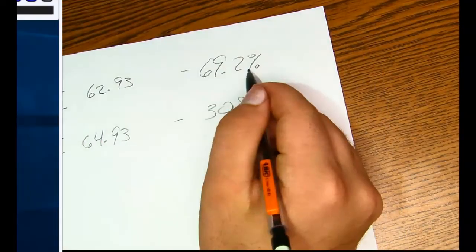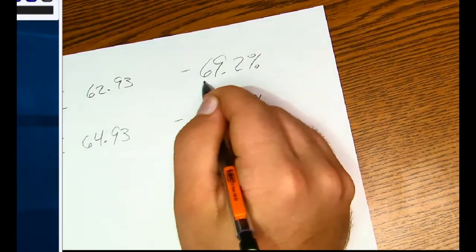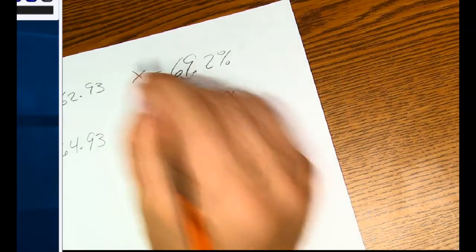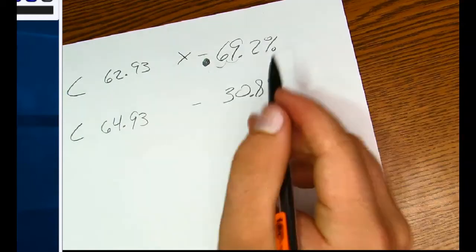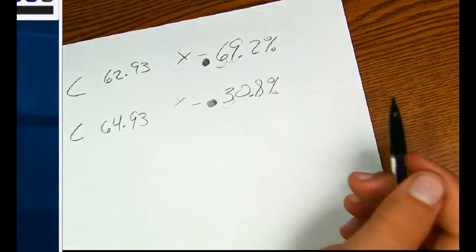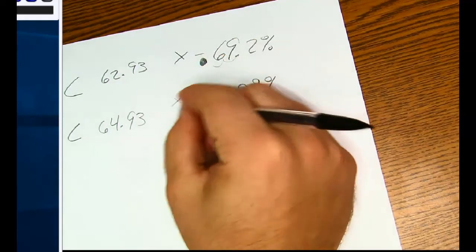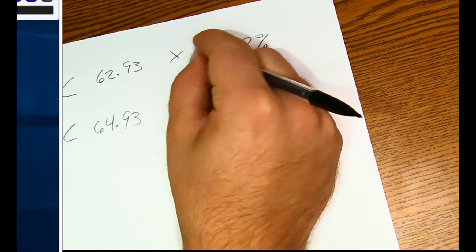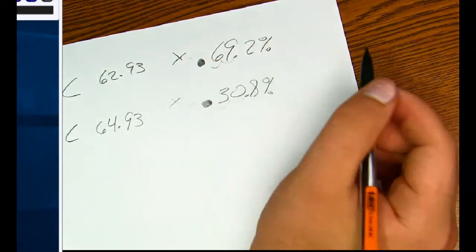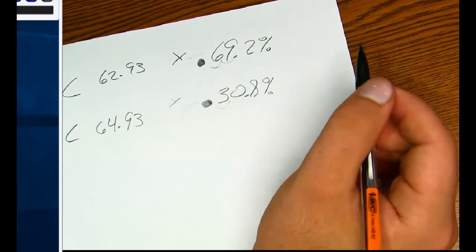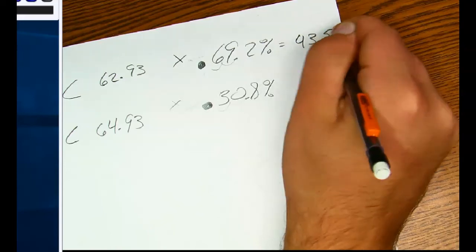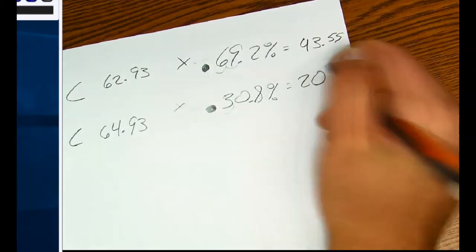All right, so once again, I move my decimal over 2 spots. 1, 2. There's my new decimal. Multiply those two numbers. Move my decimal over 2 spots. There's my new decimal. Multiply those two numbers. That is not a negative sign, I don't know what that's doing there. So multiply those two numbers. When I multiply the top, I got 43.55. On the bottom, I get exactly 20.